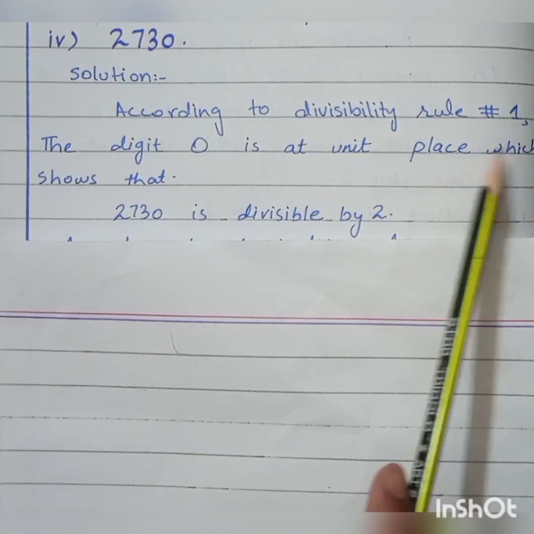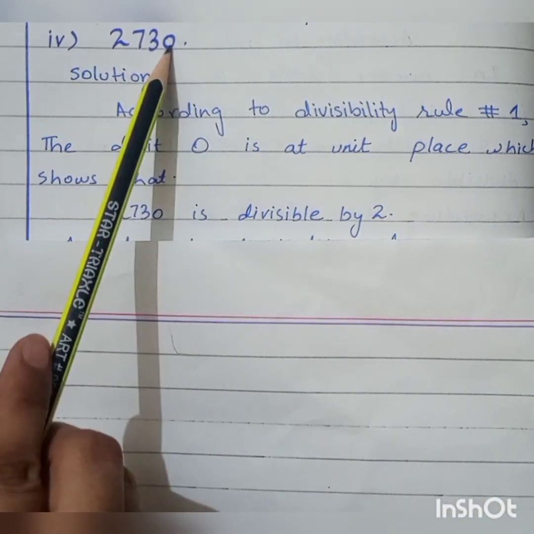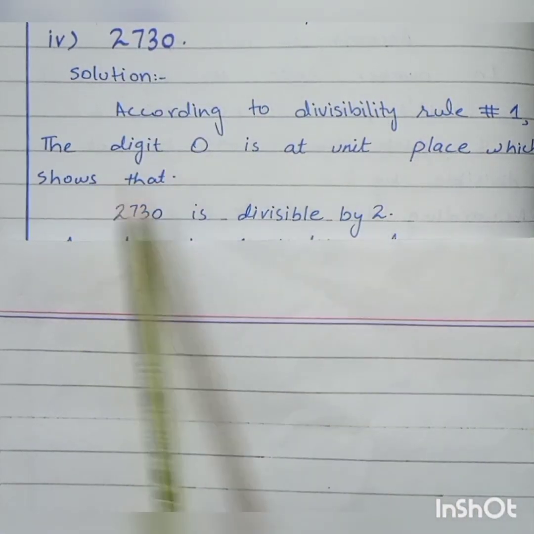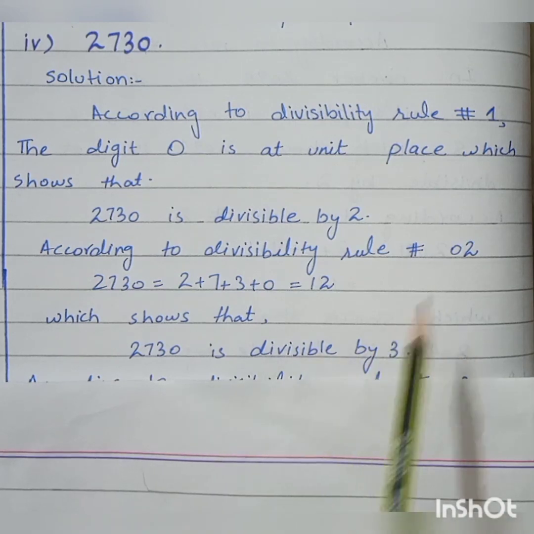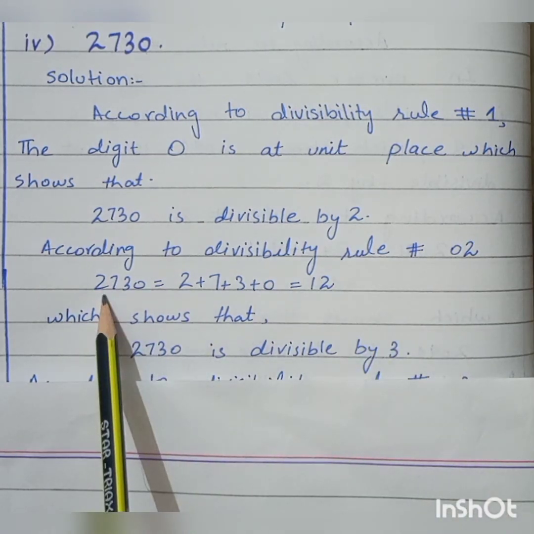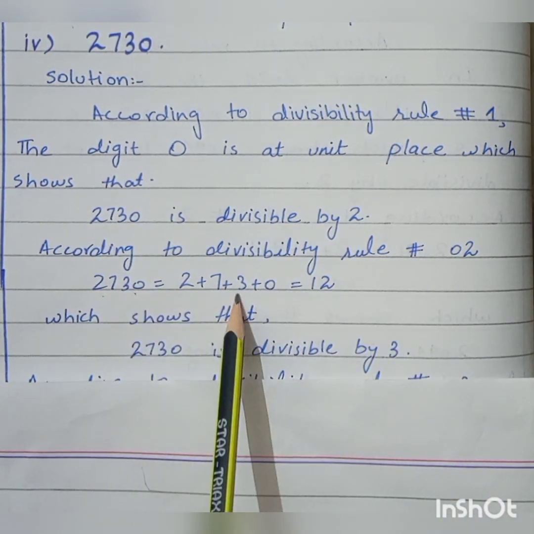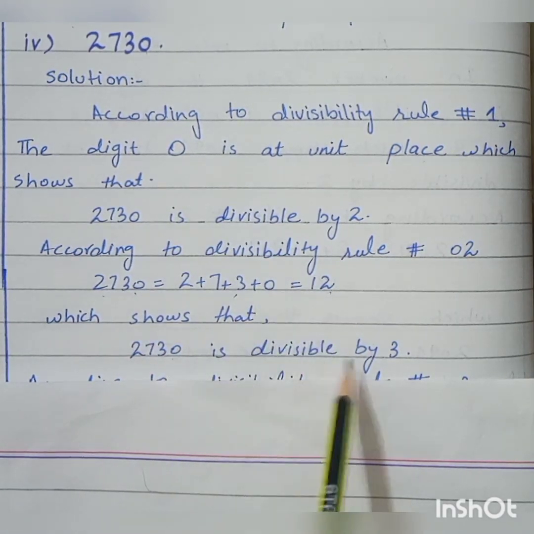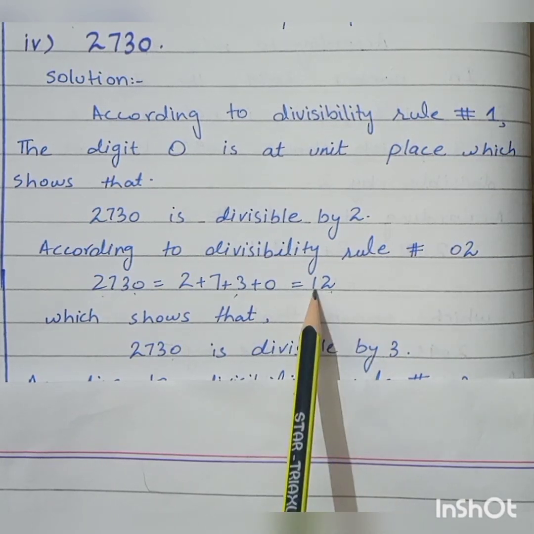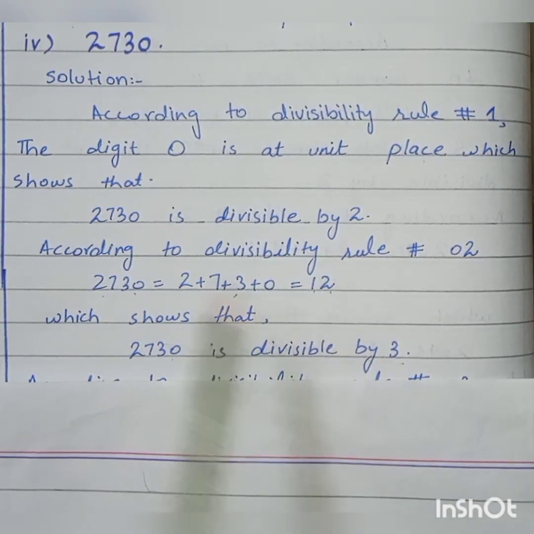According to the divisibility rule number 1, the digit 0 is at unit place, which shows that 2730 is divisible by 2. According to the rule number 2, for the number 2730, when we add these digits, we obtain 12, which shows that 2730 is divisible by 3. Because 12 is divisible by 3, you can see that 2730 is divisible by 3.